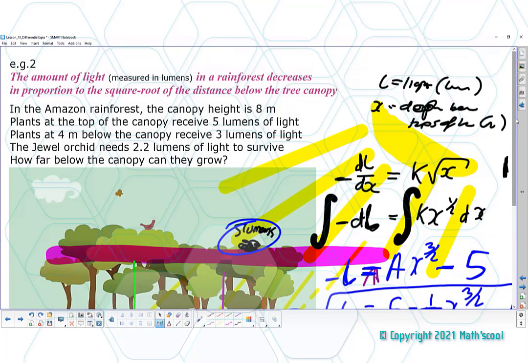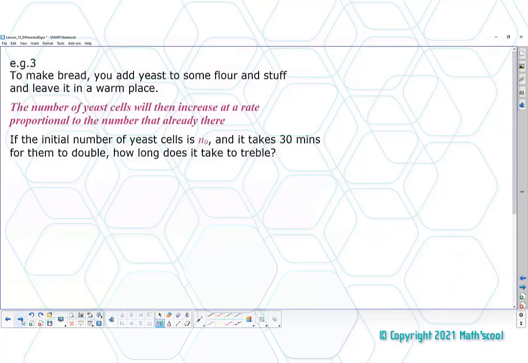I looked them up, apart from the bread one with the yeast, where I just couldn't bother to look it up. Okay, you do this one.